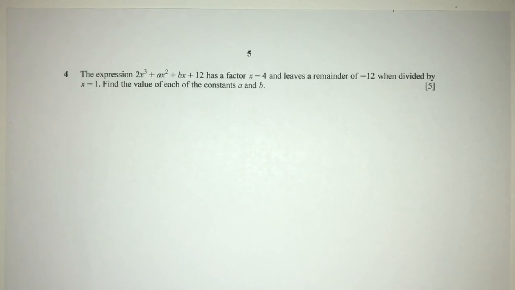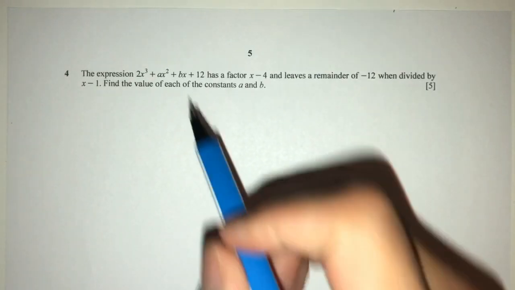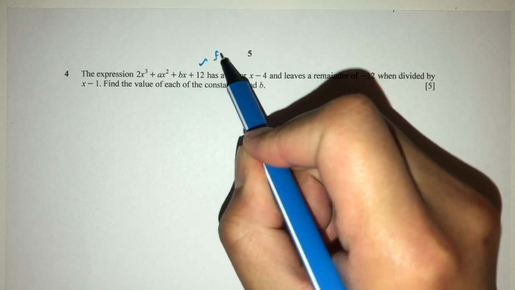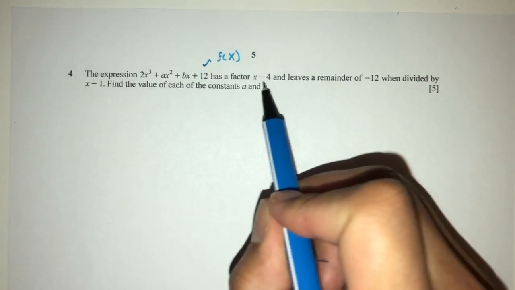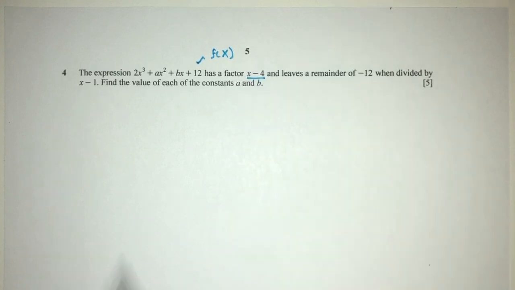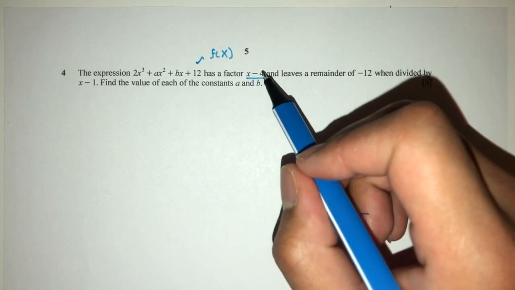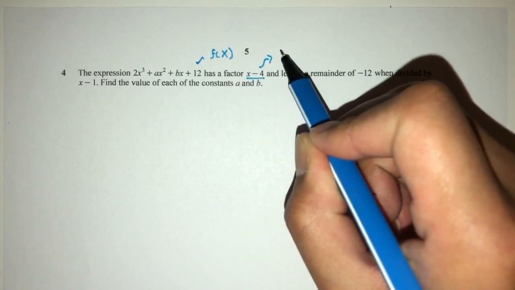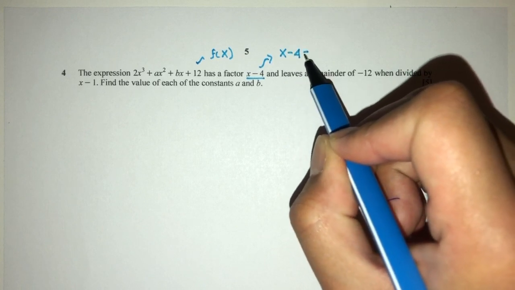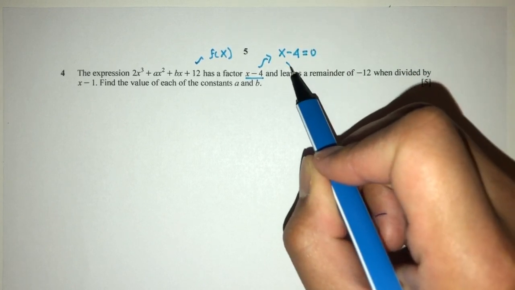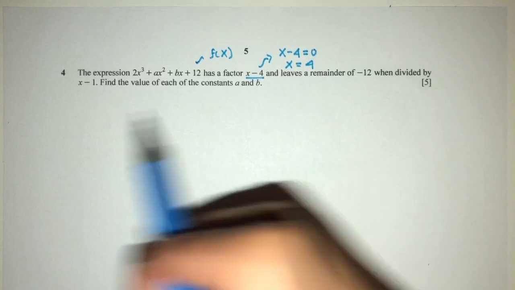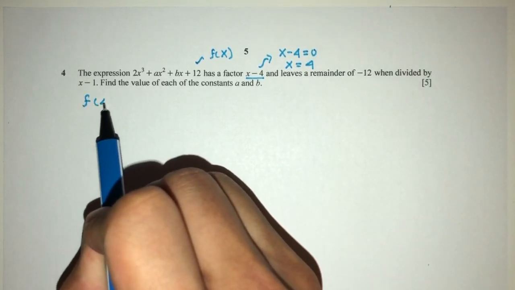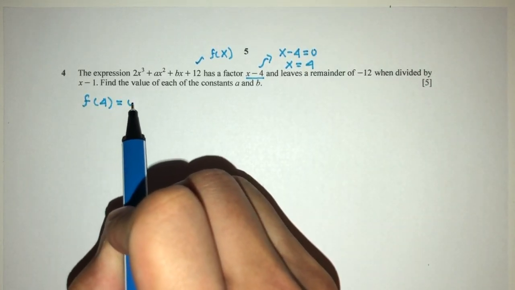Okay, so now let's move on to question number 4. So here we have an expression, this. Let this be f of x. It has a factor of this. So factor means there's no remainder. So we use the remainder theorem. What is the value of x? So x minus 4, equate that to 0. Let's see what happens. So x will be the value of 4. So it means that if f takes the value of 4, the remainder is 0.